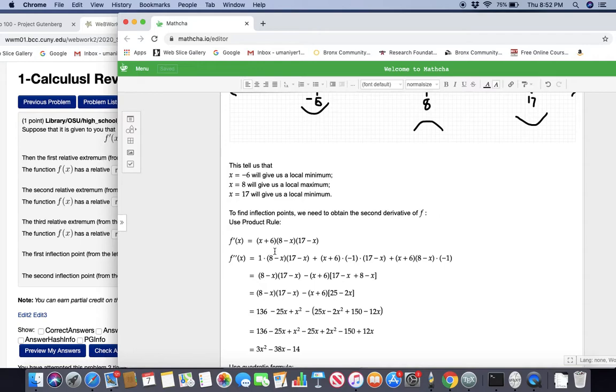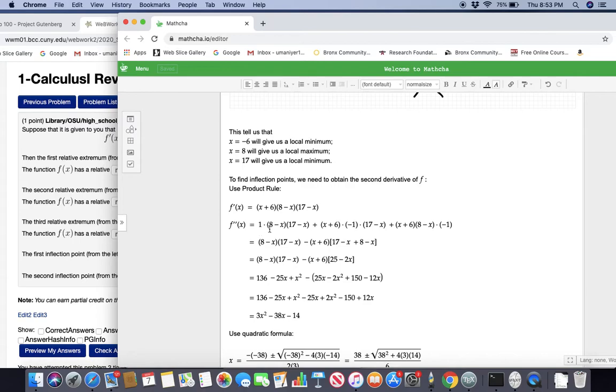Derivative of the first, the rest as it is, plus derivative of the second, look, that's a -x, so -1, the rest as it is, plus first two as it is, times derivative of the third. Okay, so this is 8 minus x, 17 minus x. That minus brings me a minus here, x plus 6 and 17 minus x. That minus is also there, and x plus 6, 8 minus x.